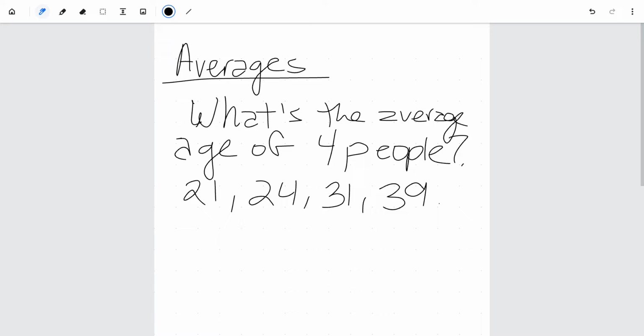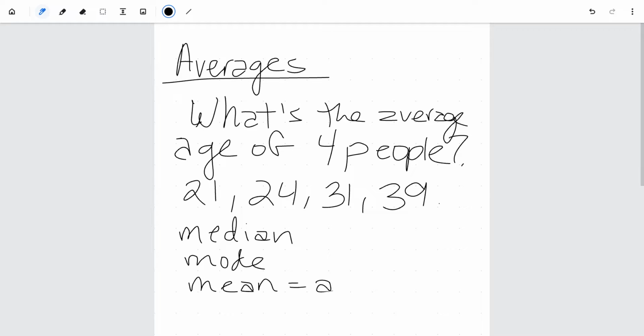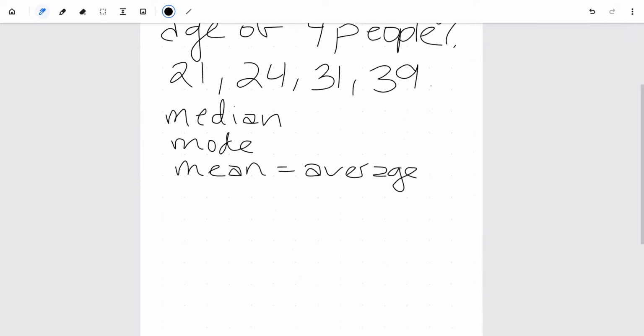So another thing about averages is it's one of the three most common measures of central tendency, along with median and mode. Another name for average is mean. So I will now show you how to calculate an average.